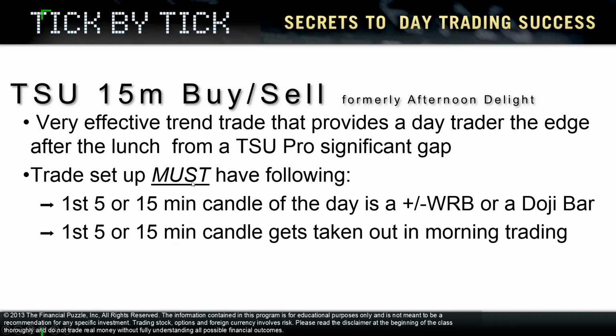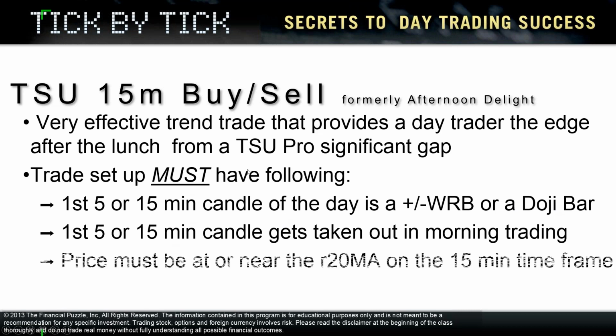I always write my strategies and what must the chart have, what can it have, what I would like it to have. First 15-minute candle gets taken out in the morning, means the first 5 or 15-minute candle is a wide-range bar, a doji, it closes, and then price takes that out, means it trades below it or trades above it. Now, I don't use MAs anymore, but for those of you that do, you want the price to be at or near the rising or the declining 20 MA on the 15-minute time frame. You want it to be declining if it's a short trade. You want it to be rising if it's a long trade.